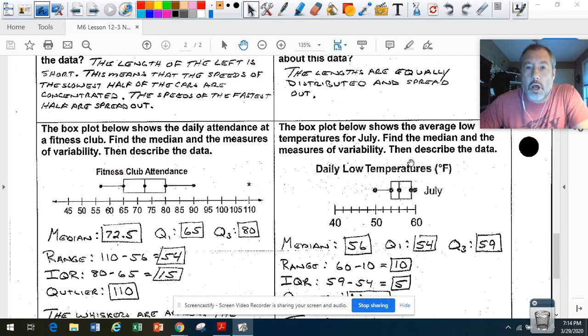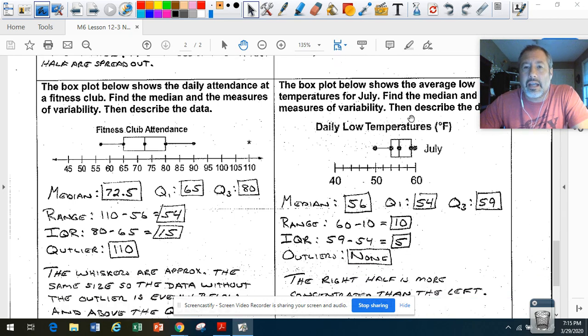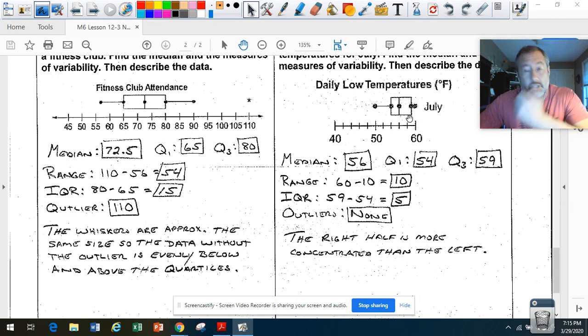It says the box plot below shows the average low temperatures for July. Find the median and measures of variability, then describe the data. So these are daily low temperatures in July. Let's figure out what we have here. We know that our median is right here. So this is 56 degrees Fahrenheit here. Our Q1 is going to be 54. Here's Q1 right here. Our Q3, we're going to call 59.